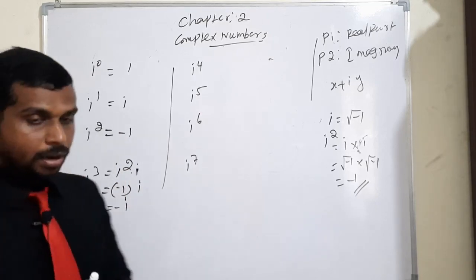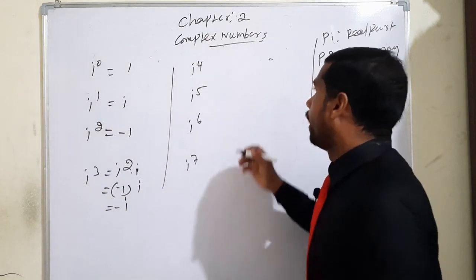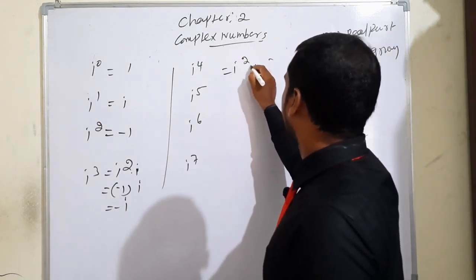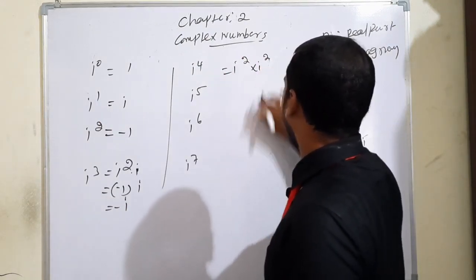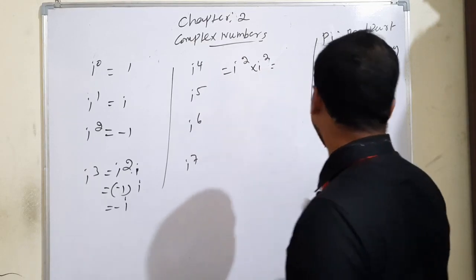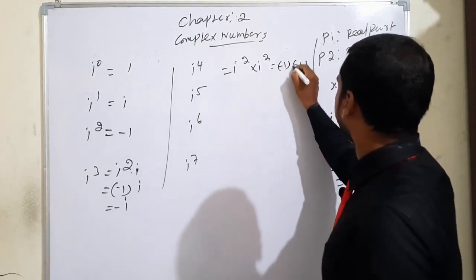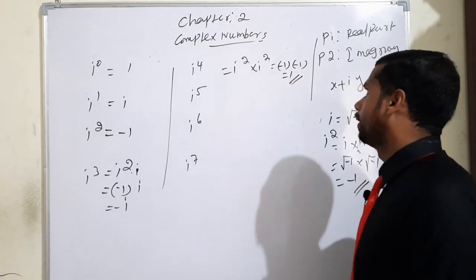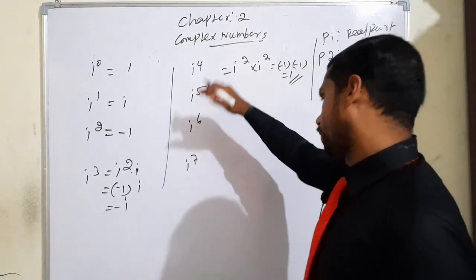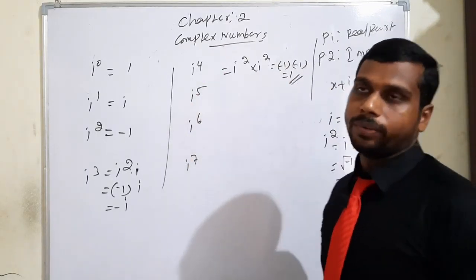Then what is the meaning of i to the power 4? I to the power 4 means i square into i square. So minus 1 into minus 1, the value will be positive 1. That is i power 4.